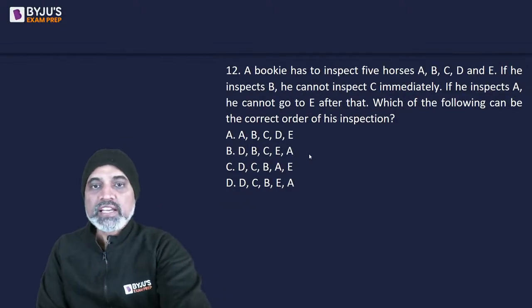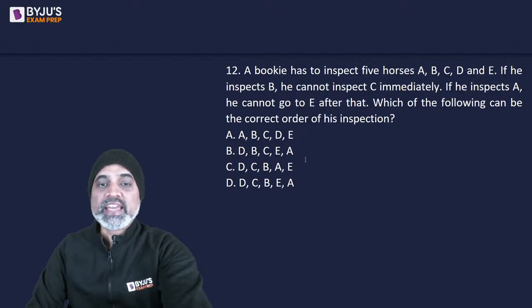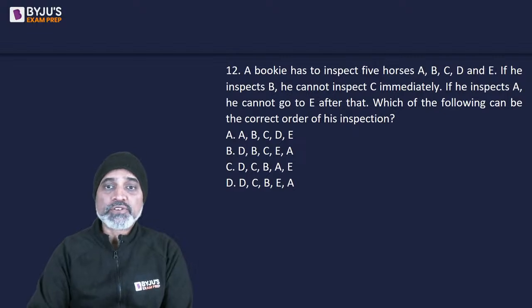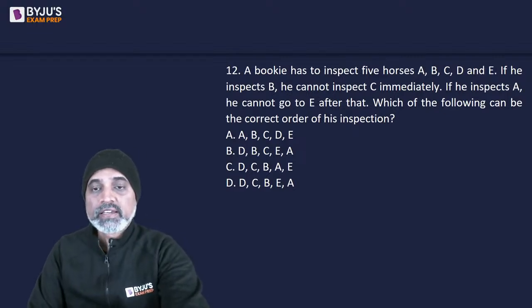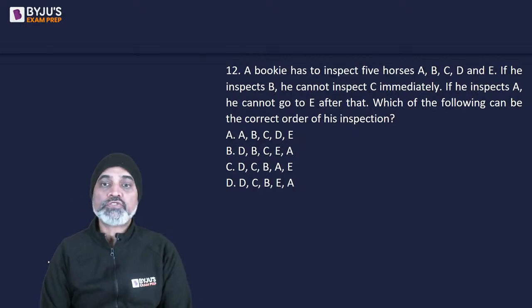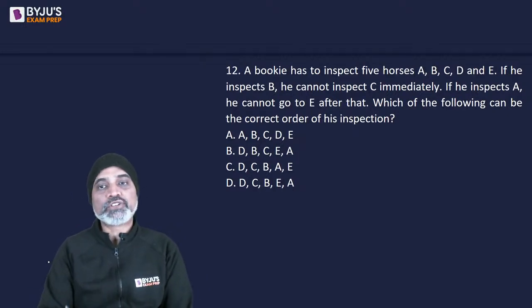Next, a bookie has to inspect 5 horses from A to E. If he inspects B, he cannot inspect C immediately. If he inspects A, he cannot go to E after that. Which of the following can be the correct order of his inspection?